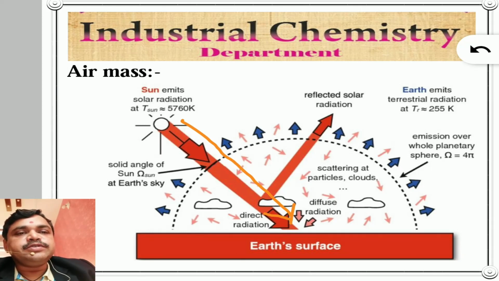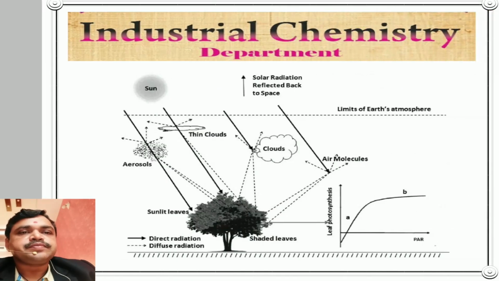But here some arrows are irregular, so it is known as diffuse radiation, and its direction is changed by the scattering process, by the atmosphere, some gases, water molecules, etc. This is also the figure for the total radiation, diffuse radiation, and beam radiation.